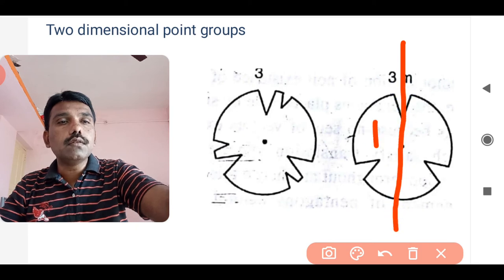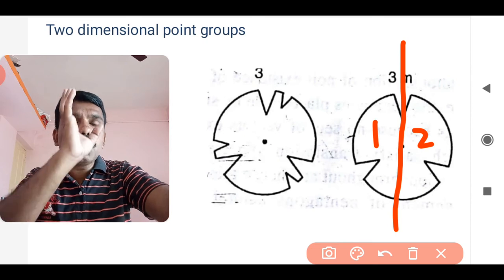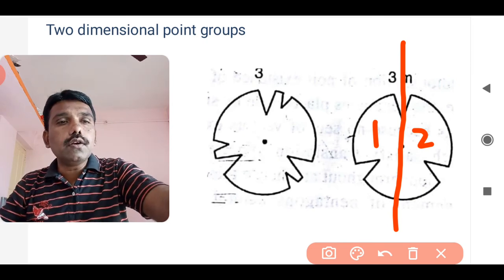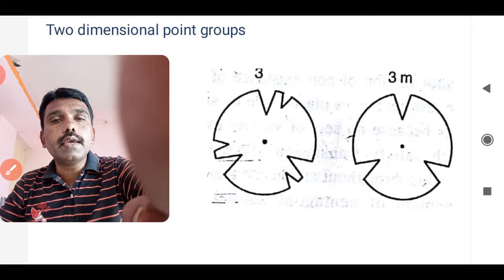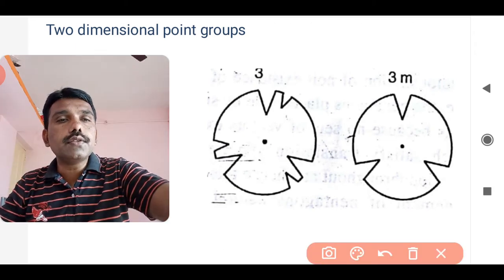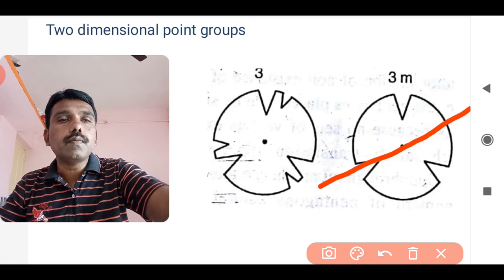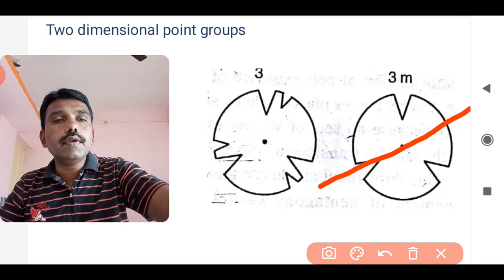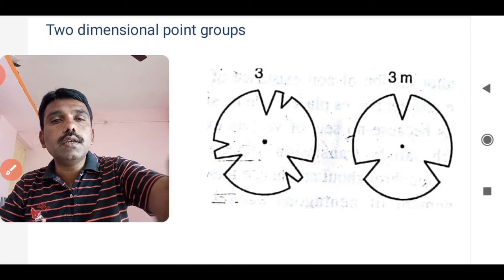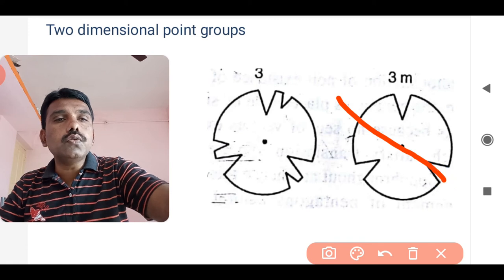This is 1, this is 2. This is one case. It is not necessary that I draw it this way; I can draw another way, and I can draw in this way also. If you draw this axis this way, it will also give me two equal halves. Look at this: if I draw another way, I will also get another two equal halves. This is the case, and I get two equal halves.